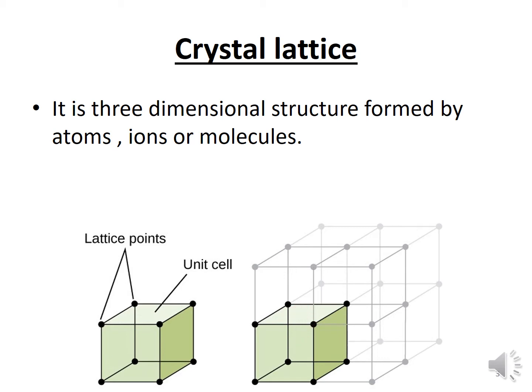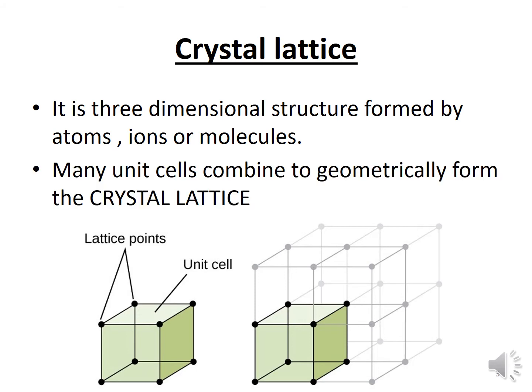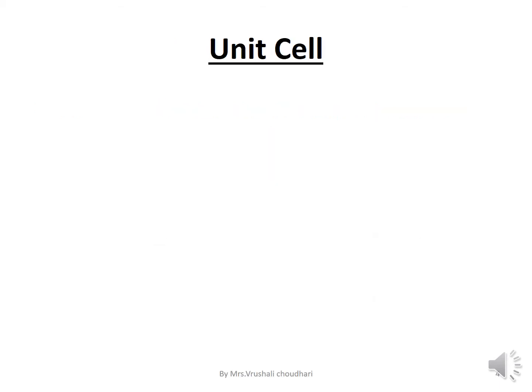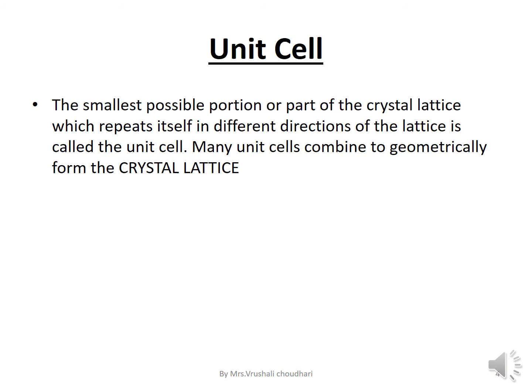A unit cell consists of atoms, ions, or molecules. Many unit cells combine geometrically to form a crystal lattice. The smallest possible part of a crystal lattice which repeats itself in different directions of the lattice is called the unit cell.